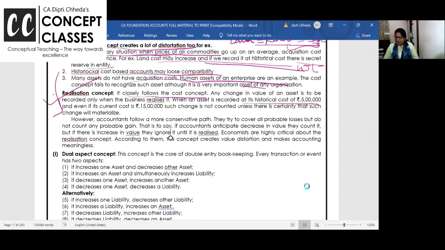When an asset is recorded at 5 lakhs, even if the current value is 15 lakhs, don't bring it to 15 lakhs. The reason is you are not buying the asset with the intention of selling. You are going to hold it for your business purpose. So even though the 5 lakhs value has now become 15 lakhs, don't record it. Record it at 5 lakhs. When you actually sell it, at that time you can record. I hope you are getting it. Realization concept says change the value of the investments.